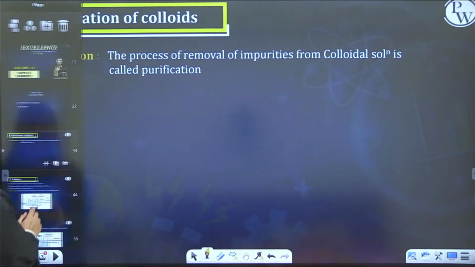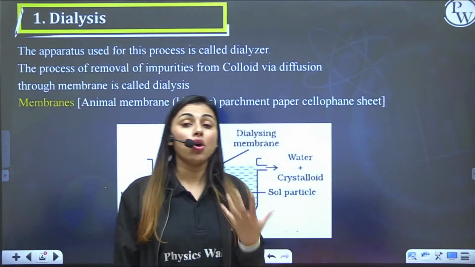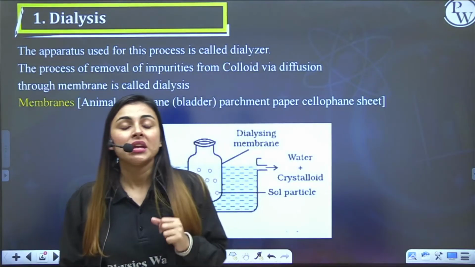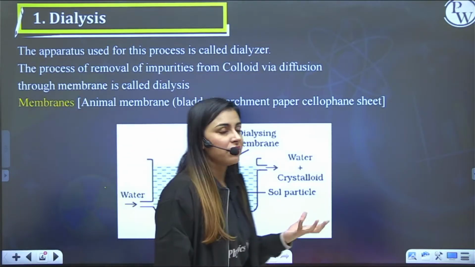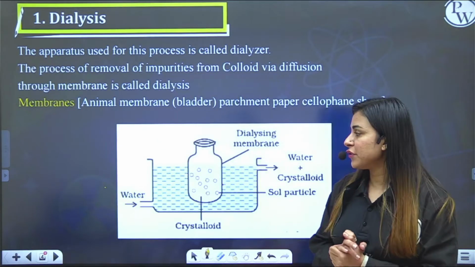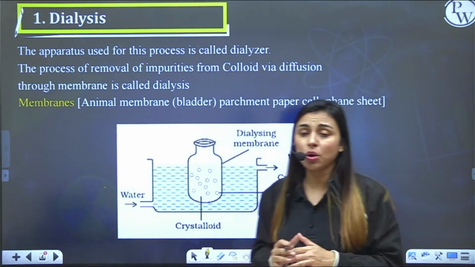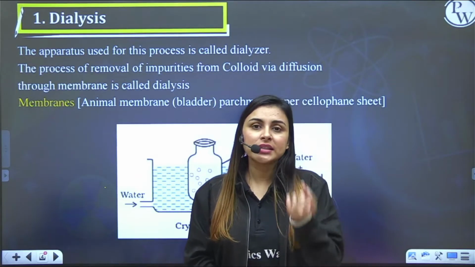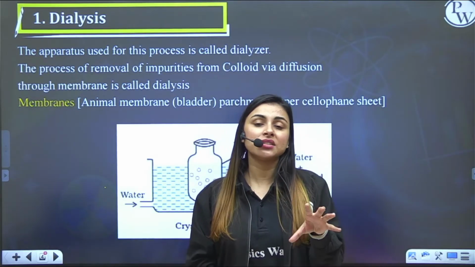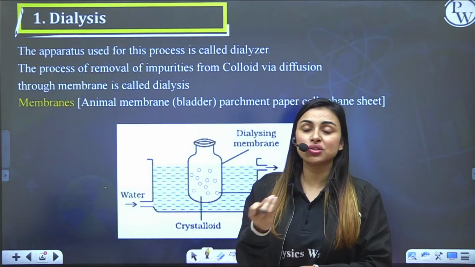Now let's move forward. My dear students, we'll be discussing various methods of purifying colloids. The first and the easiest is dialysis. How can we purify a colloid by dialysis? First, let me explain and then we'll read the theory part. When we talk about colloids, they have some impurities, and let us assume the impurities are crystalloids, that is, their size range is that of true solutions.